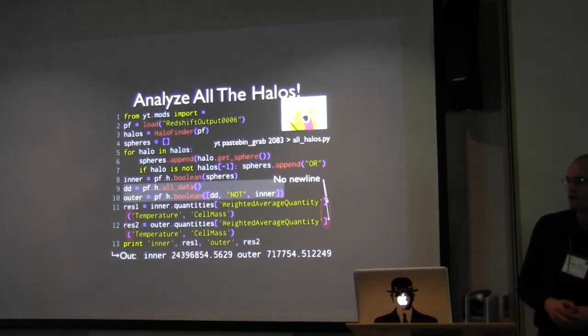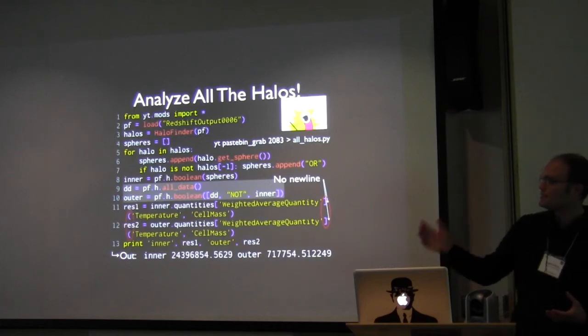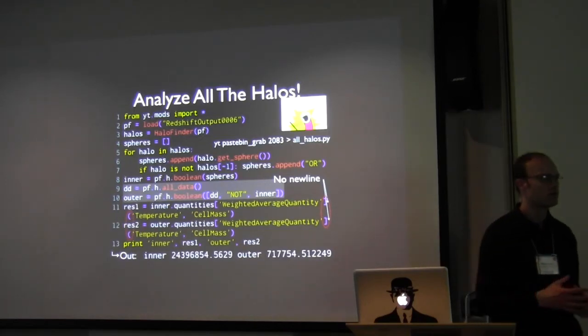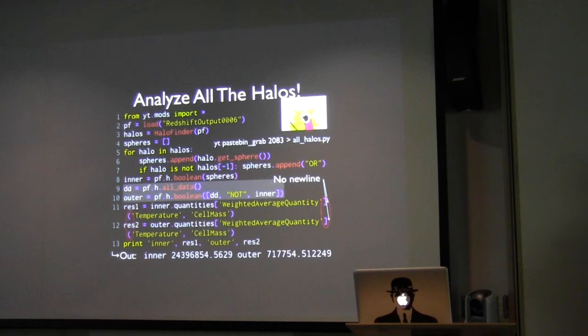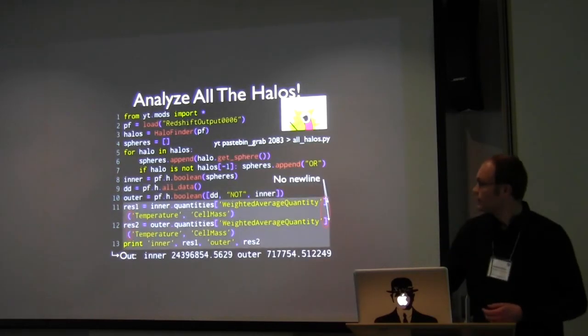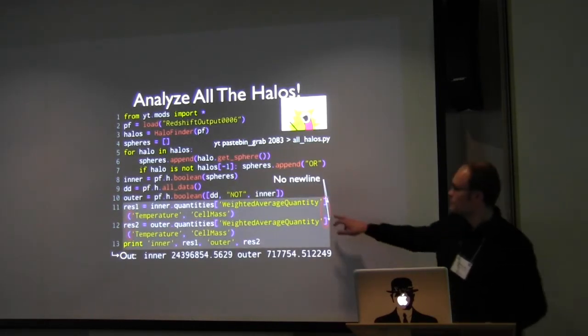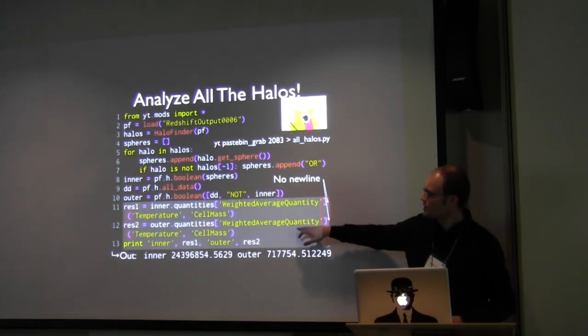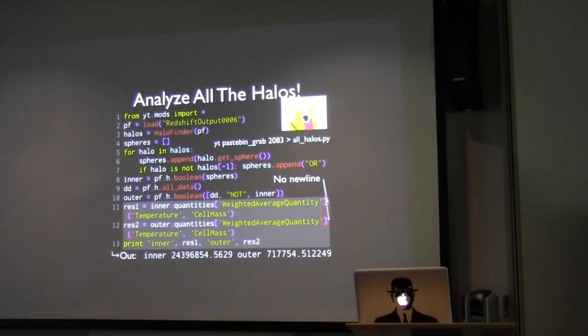Line 9, I make a data container that's the whole box. And then line 10, I'm subtracting out the full box and taking out these spheres. So now I've made a new data container that only covers where halos are not. And then lines 11 and 12, because I wanted things readable, these are actually not new lines down here. I just wrapped them around so that it fit. I'm finding out what the average temperature is inside and outside all the halos.